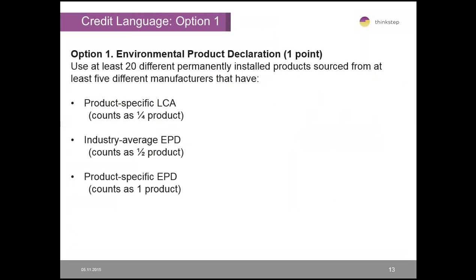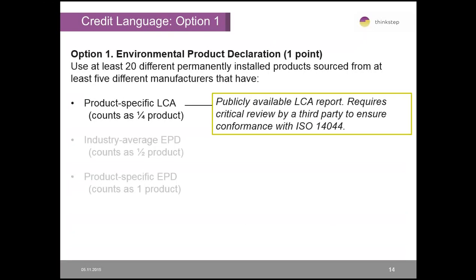Let's go over the specific credit language now. The first option within the credit is to have 20 different permanently installed products from at least 5 different manufacturers that have one of these 3 declarations. Either a product-specific LCA report that is conformant with ISO 14044. So this means it's undergone critical review by a third party. These count as 1/4 of a product, so you would need 80 reports to be able to get this credit.